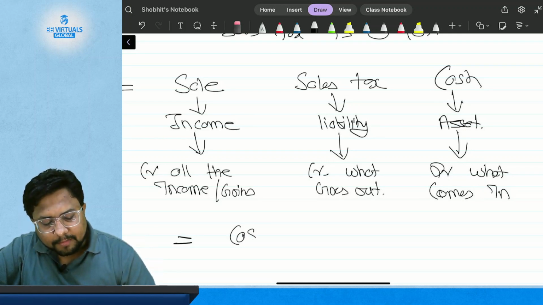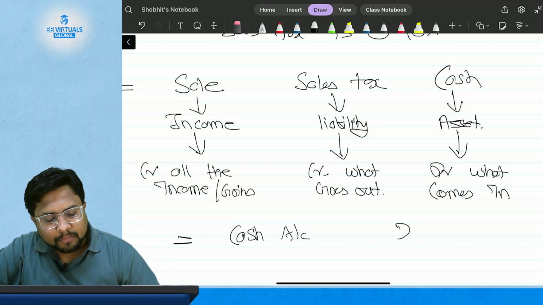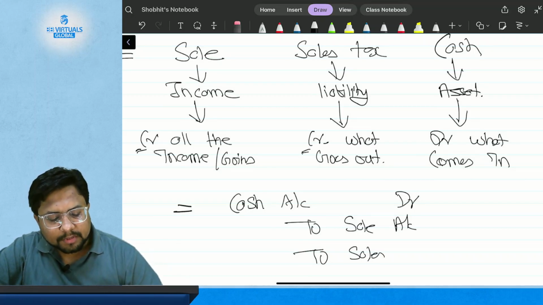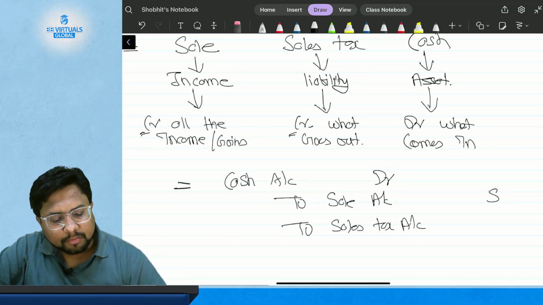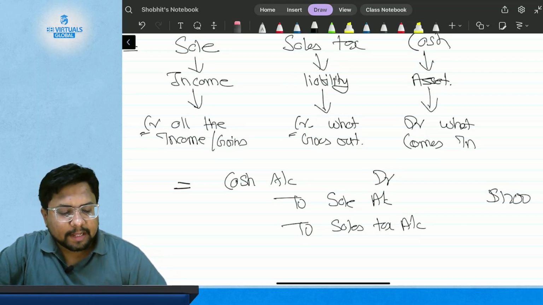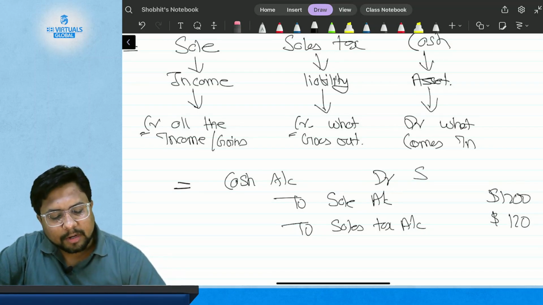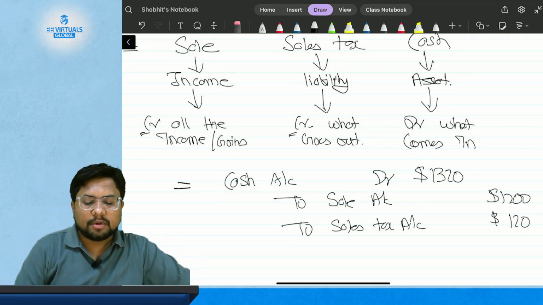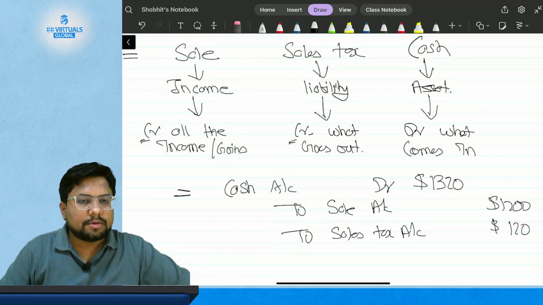First I will do the debit. Cash account debit, to sale account, because the sale amount is going to be credited, and then to sales tax account, again credited. Your sale was of $1,000. Your sale tax at the rate of 10% is $100, and your debit amount will be $1,100. This is the amount which is going to be charged on your journal entry.